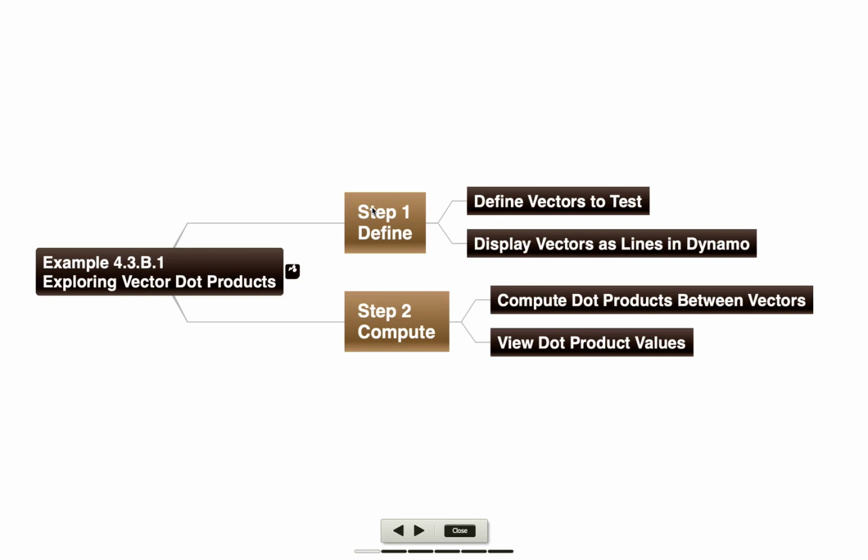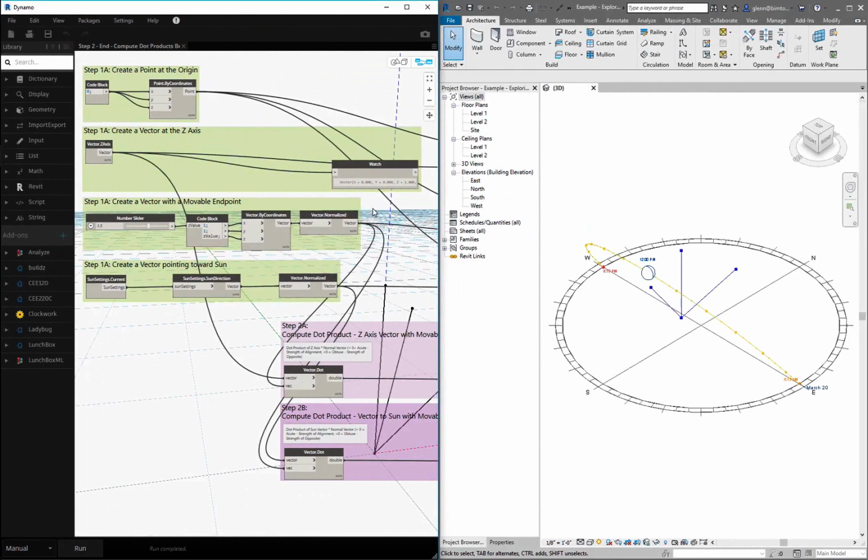Okay, so we're going to start by just looking at vector dot products and really explore a little bit about how they work. In this example, we're going to define some vectors that we're going to test. Then we're going to display those as lines in Dynamo, and then we're going to compute some dot products between the vectors so we can understand a little about those dot product values. And here's what we're basically going to go through and construct.